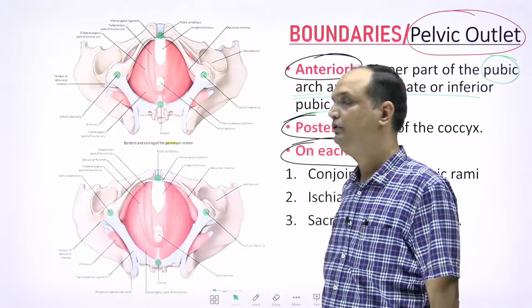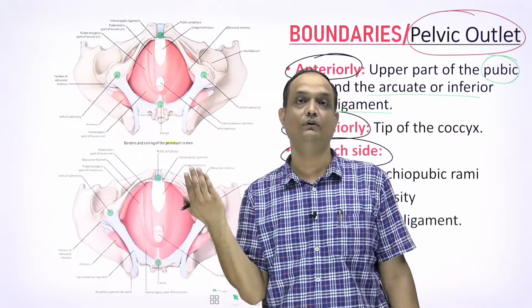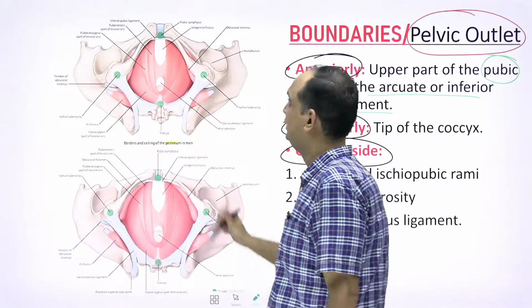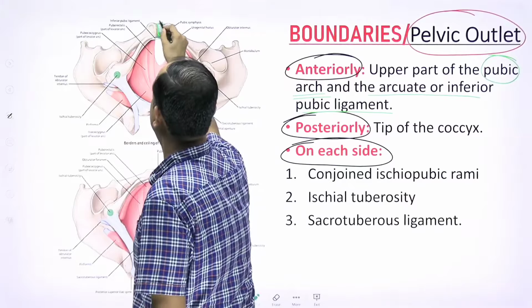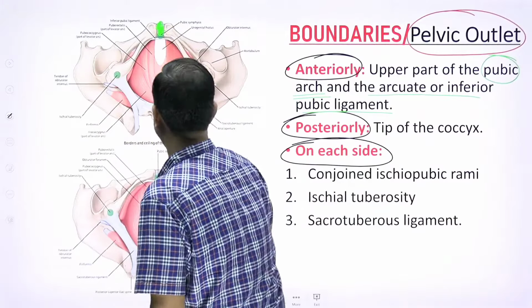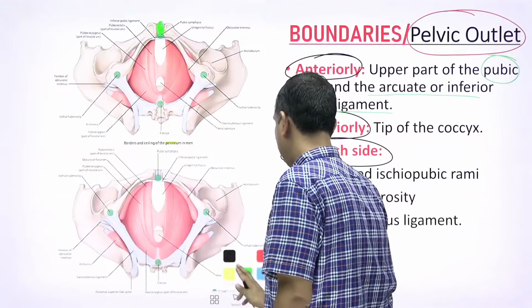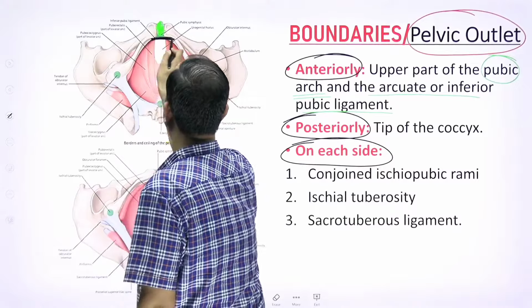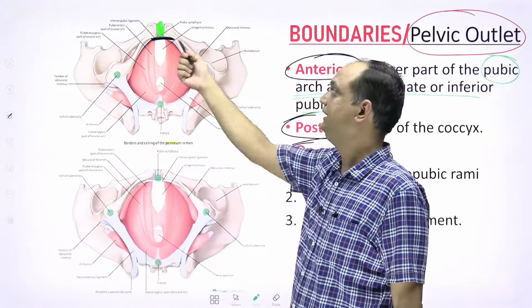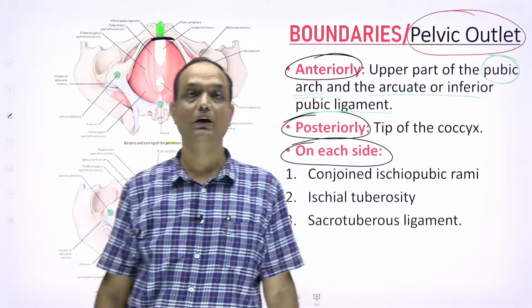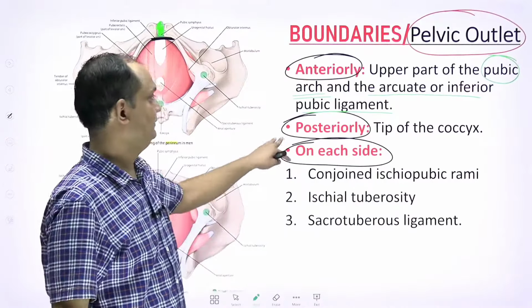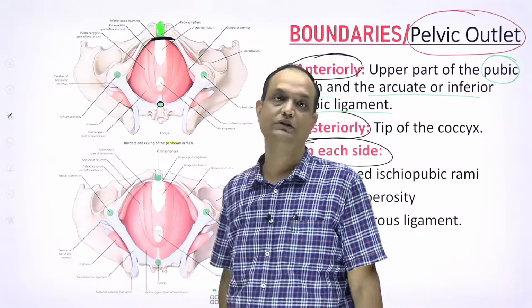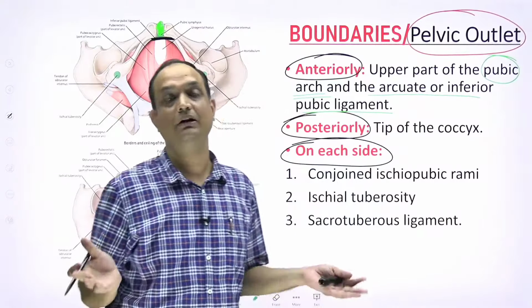In this image, you can see the inferior view of your trunk, or I should say the pelvic outlet. In this pelvic outlet, you can see the pubic symphysis, and this symphysis has a connection below, known as the inferior pubic ligament or arcuate ligament. This is the anterior boundary of your pelvic outlet or perineum. Now what is the posterior boundary? The posterior boundary is the tip of the coccyx. Then what are the right and left lateral boundaries?